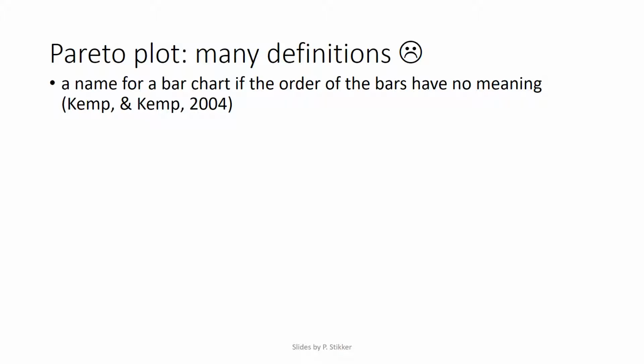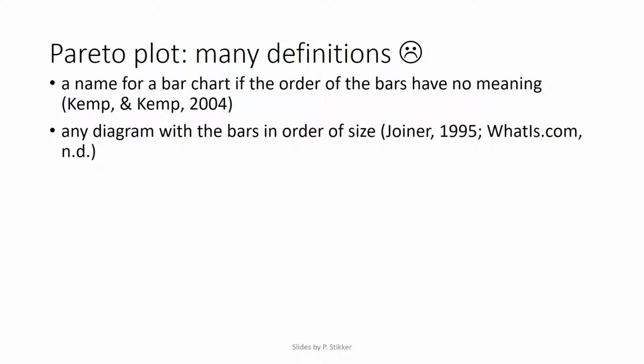The most general one I found was by Kemp and Kemp, who simply claimed that it's a name for a bar chart if the order of the bars have no meaning. So for any nominal variable, if you draw a bar chart, according to them, that would be a Pareto plot. Now they do suggest to put them in order, and that's what a lot of other authors actually also state, that it's any diagram with the bars in order of size.